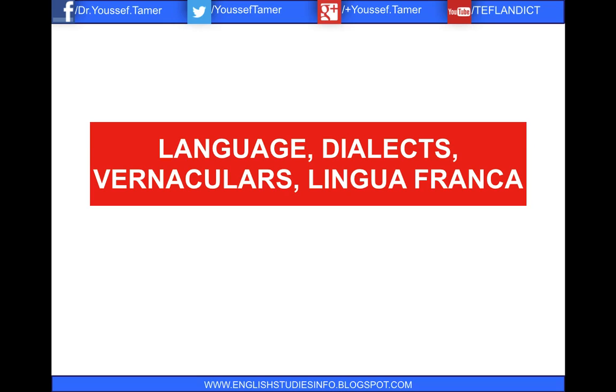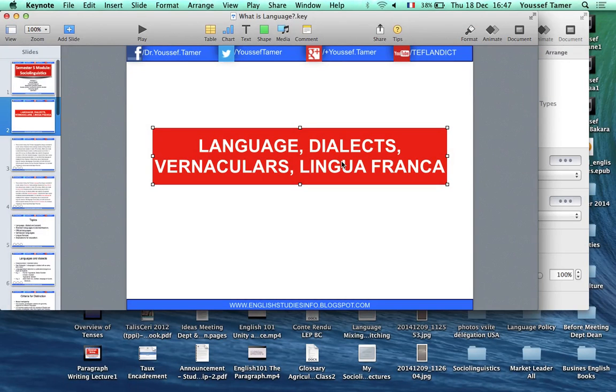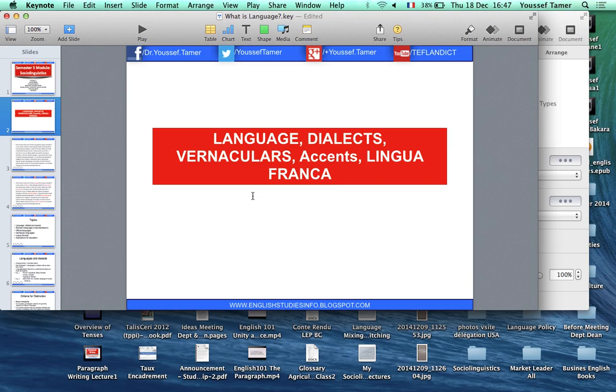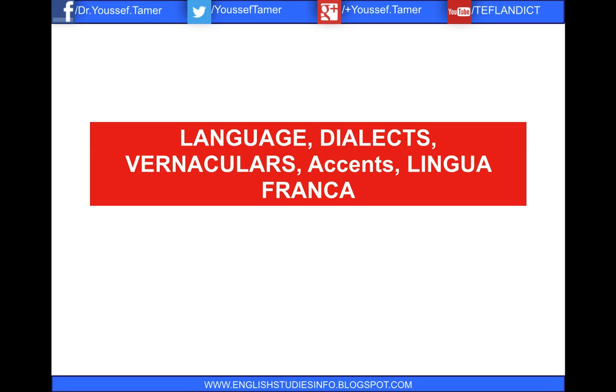Those are the dialects. We have Moroccan Arabic as a dialect, and this Moroccan Arabic has different dialects or vernaculars spoken in different regions, with some minor differences. What kind of differences do we have between, for example, Fezzi and Casawi? In the accent. This is another term which we will try to see: language, dialects, vernaculars, accents as well. So we have accents between different types of vernaculars.